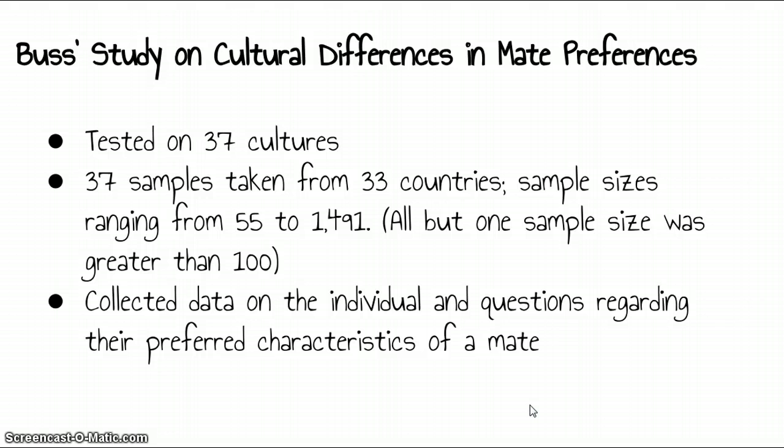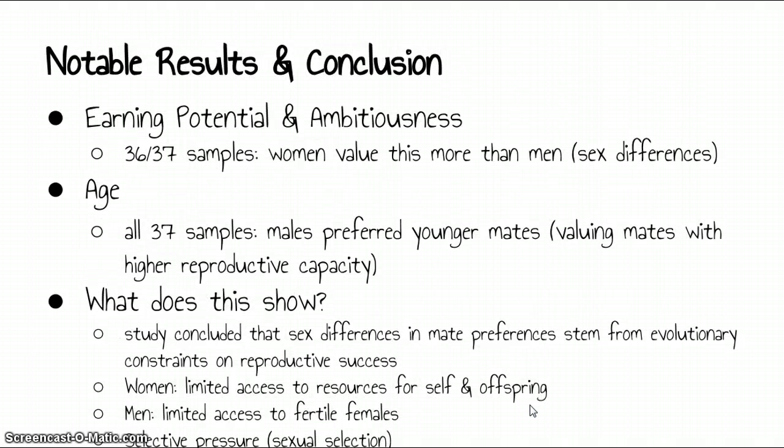They collected data on the individuals and questions regarding their preferred characteristics of a mate. The notable results and conclusion of this study were that earning potential and ambitiousness were very important. In 36 of the 37 samples, the women valued this more than the men, which also supported Buss's first study, saying that of the two tables that I already talked about, women valued more career-oriented and ambitious men than men did for women. This represented a sex difference in what men and women wanted in a mate.